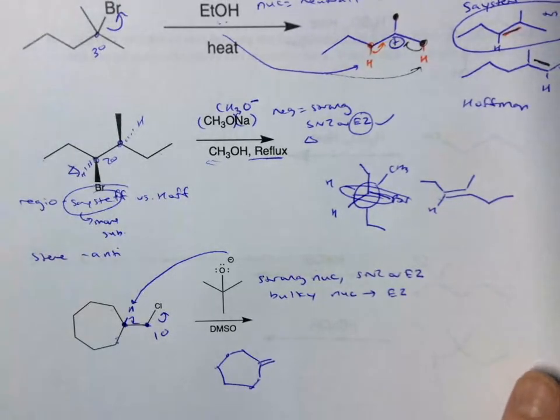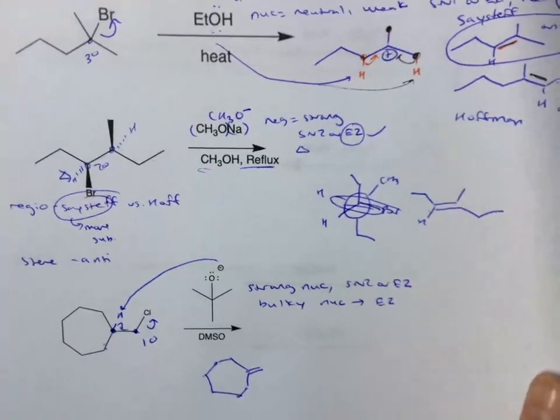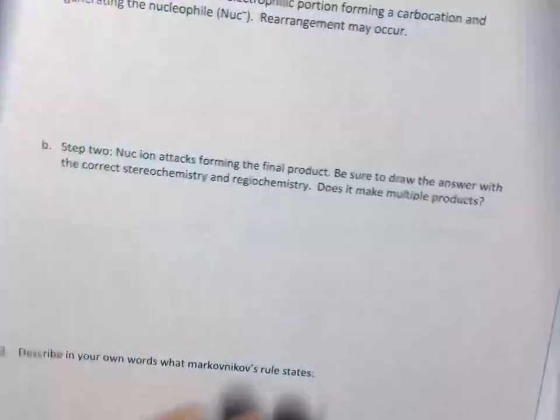So that's kind of how I approach these questions: first I decide is it SN1, SN2, E1, E2. Then I draw the mechanism and consider the regiochemistry and the stereochemistry.